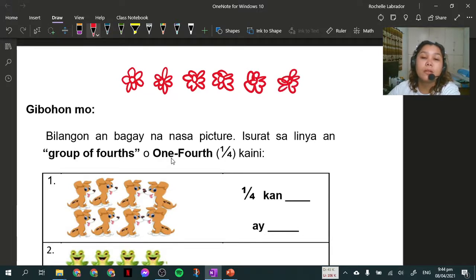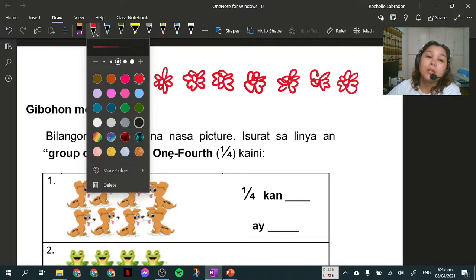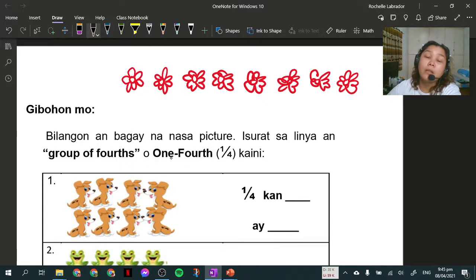Oops, kamali na. So 6, 7, and then 8. So if I have here 8 flowers, hahatiin ko sa 4 na groups. Ito yung pinakamadali, kasi we can derive 1/4 if we know how to make 1/2. Kasi if you make 1/2 and then make another 1/2, then you can make 4 groups. What do I mean? So ito muna, hatiin muna natin to sa 2 groups. So 1, 2, 3, 4, 5, 6, 7, 8.